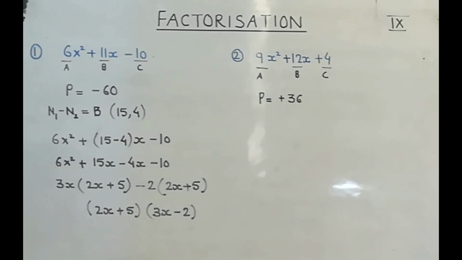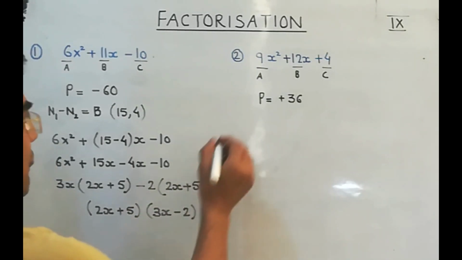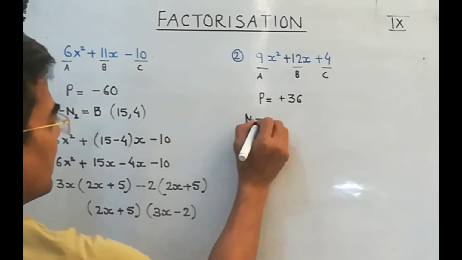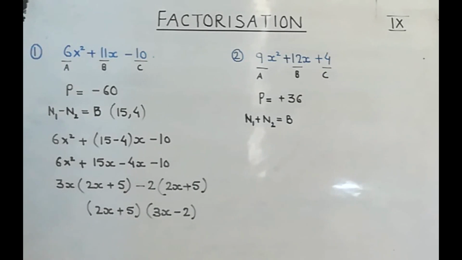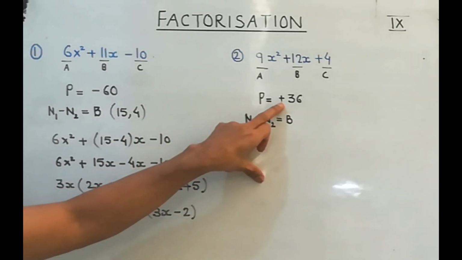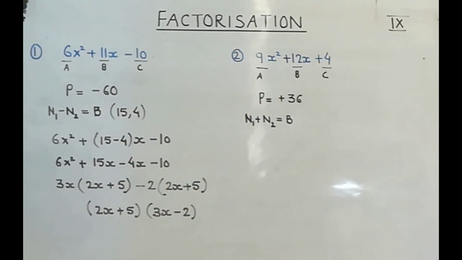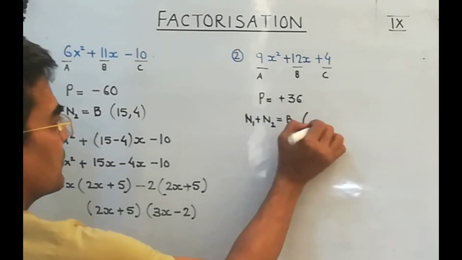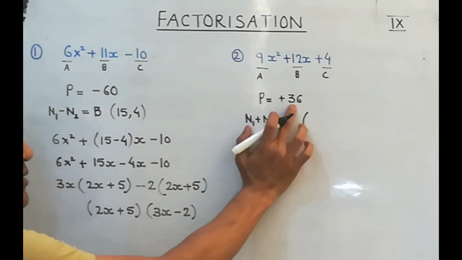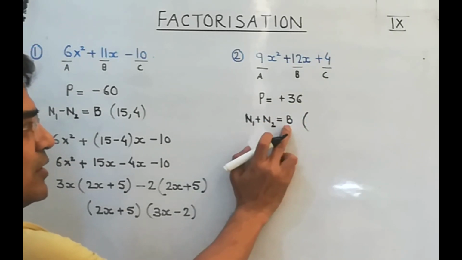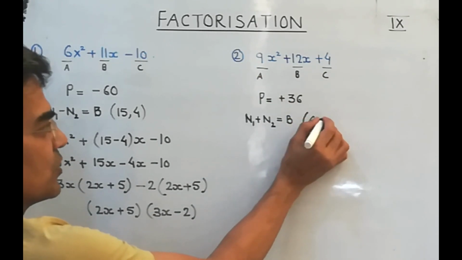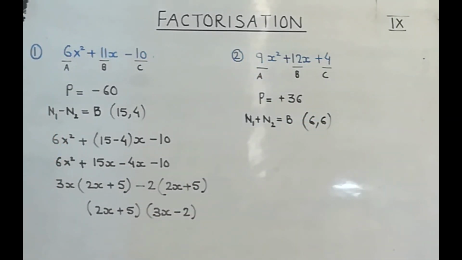Now if product is positive, that means you have to get the two numbers n1 and n2. So their sum will be equal to b. In this one product was negative, so we got n1 minus n2. Here product is positive, so you will get n1 plus n2. So let's think of the two numbers, which give product 36, but their sum should be 12. So the two numbers are 6 and 6.